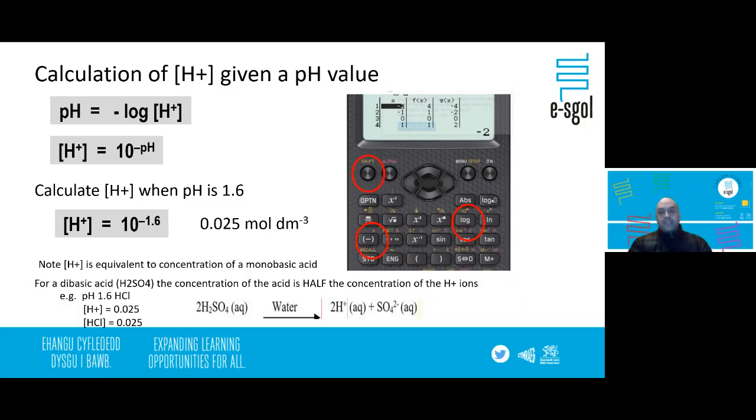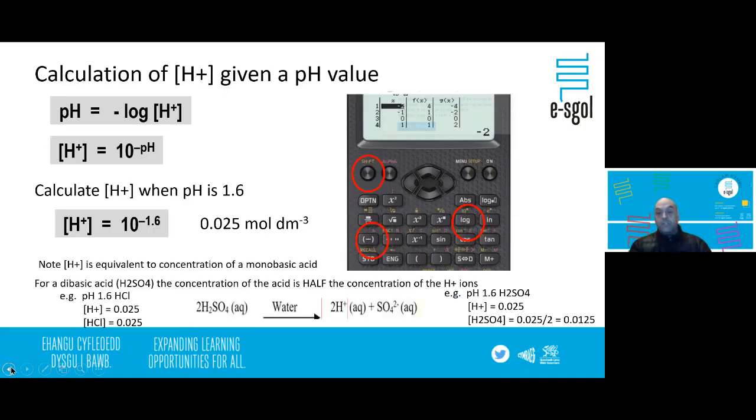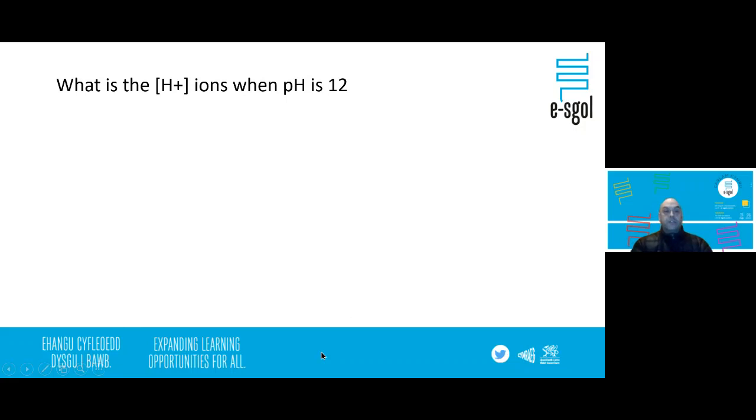So for a dibasic acid, for every 2 moles of hydrogen ions that you generate, the acid concentration will be half that value. Let's go back and have a look at that calculation. You can see here, I've worked out my concentration of hydrogen ions as 0.025, just literally doing the same thing, 10 to the minus. And then what I've done is I've halved that value, and it goes back to this relationship here. For every mole of this generated, half a mole of that was needed. So that deals with your concentration.